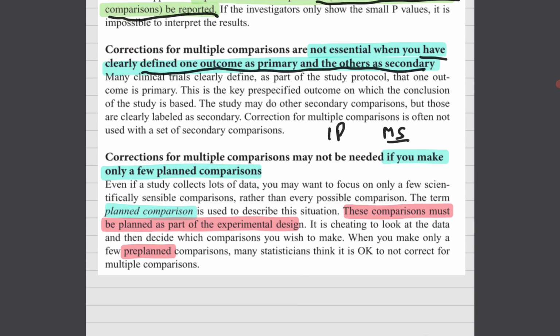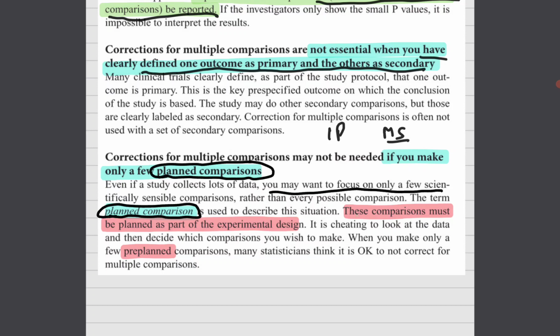Okay. Third, correction for multiple comparisons may not be needed if you make only a few planned comparisons. So the key word here is planned. They should be pre-planned. Whatever comparisons you are doing, they should be pre-specified in the protocol of the study. So let's say you collect a lot of data and you may want to focus on only a few scientifically sensible comparisons rather than every possible comparison. That is what is meant by planned comparison.